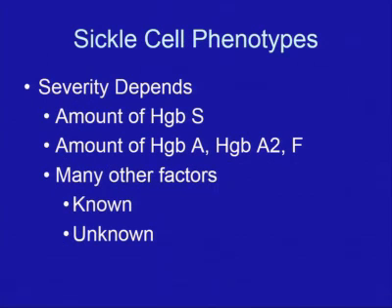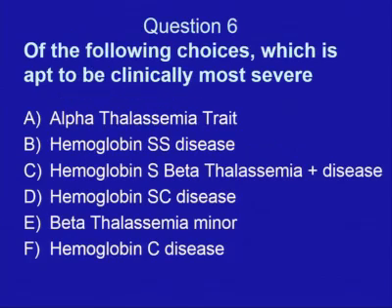Okay, so the severity of sickle cell depends on how much S there is. And then kind of along with that, how much A and other things that are good do you have? There's a lot we know about what makes you sick in sickle cell, and there's some stuff we don't know that makes you sick. So of the following choices, which of these is apt to be the clinically most severe disease? So which of these do you not want the most? Alpha-thal trait, SS disease, S-beta-thal plus, SC, S-beta-thal beta-thal minor, or C disease?